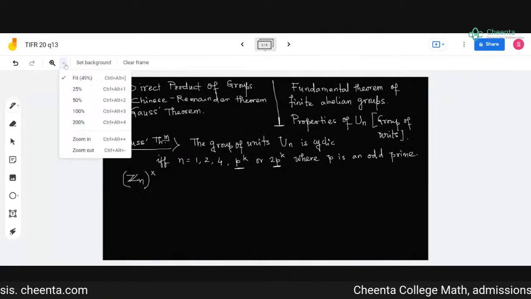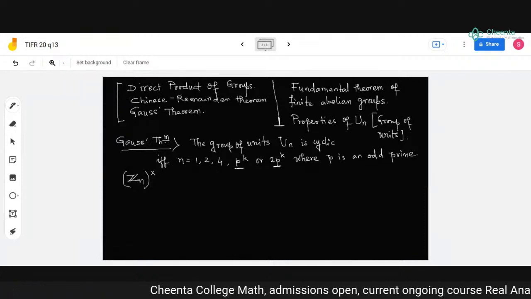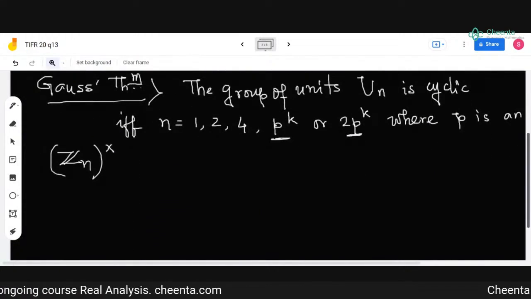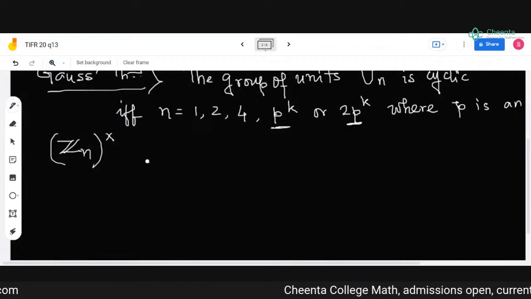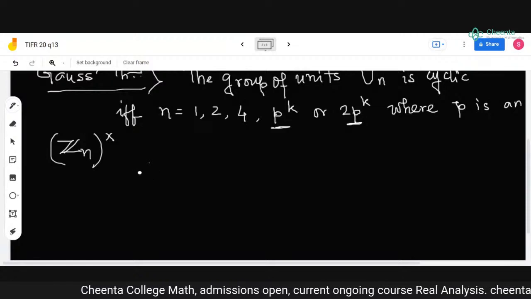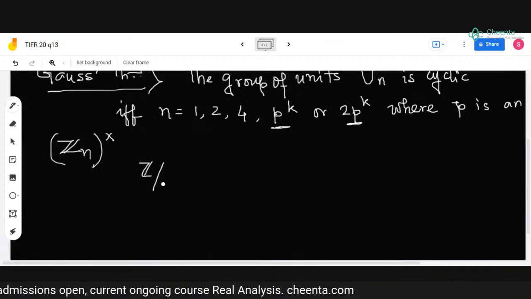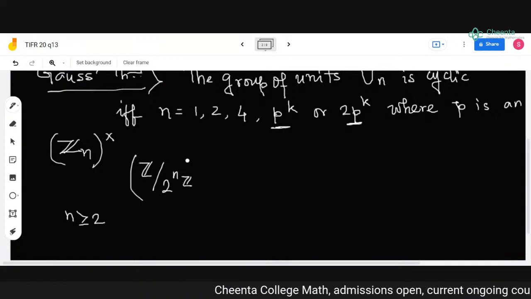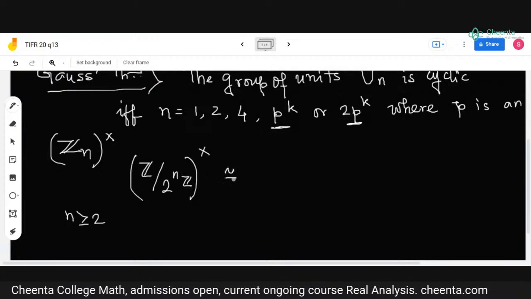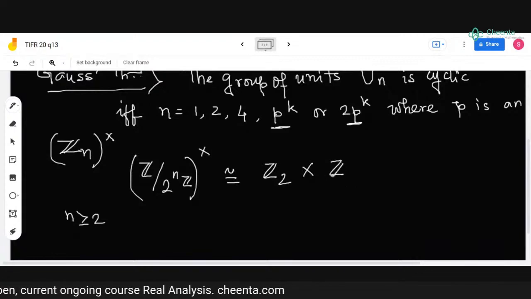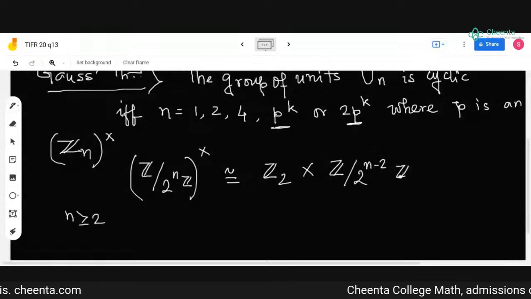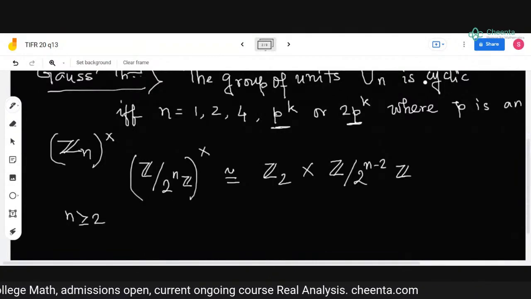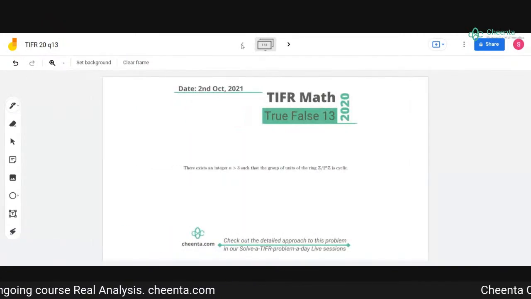Now there is another way that you can also solve this problem, using this proposition. If you take Z by 2 to the power n Z, where n is greater than or equal to 2, and you take its group of units, this will always be isomorphic to Z_2 cross Z by 2 to the power n minus 2 Z, which will never be cyclic. Okay, so this is one of the counterexamples that you can give to show that our problem is false.